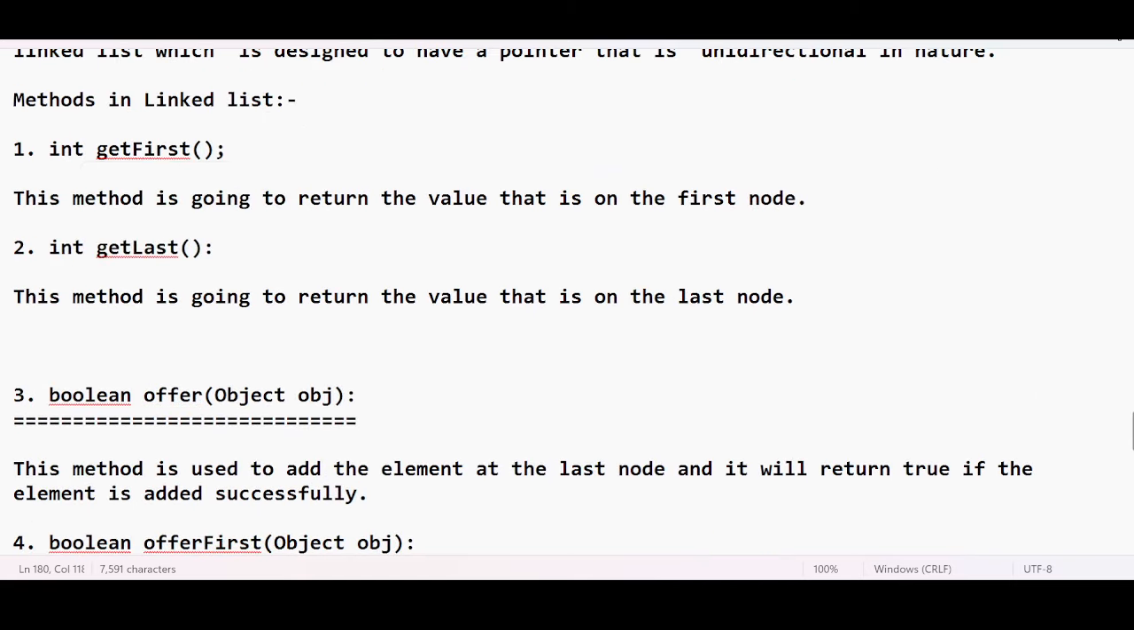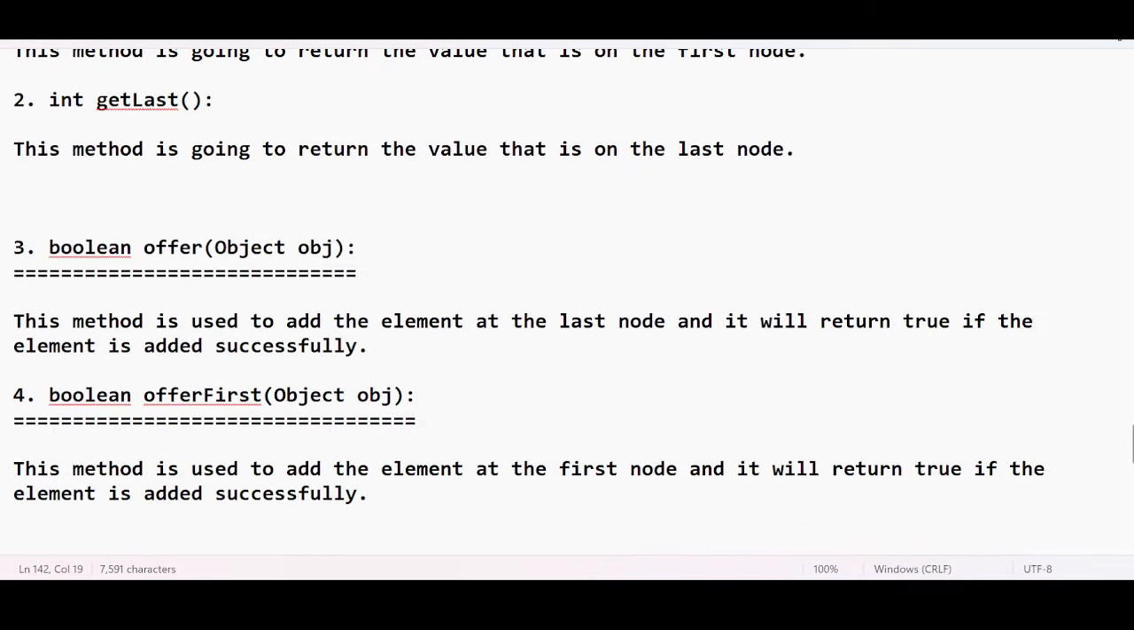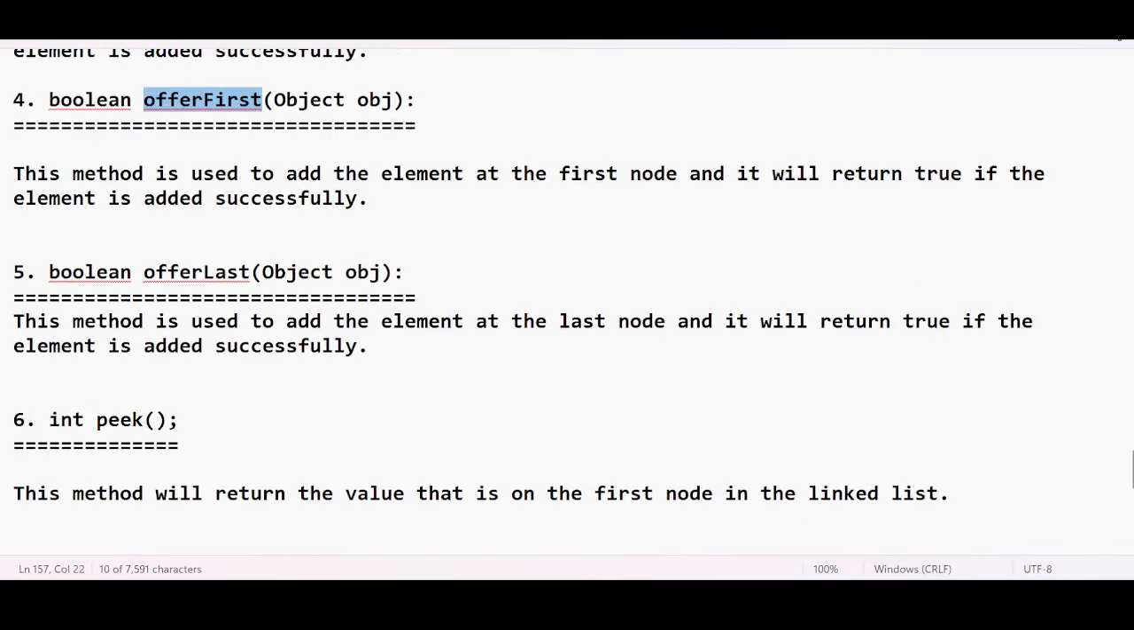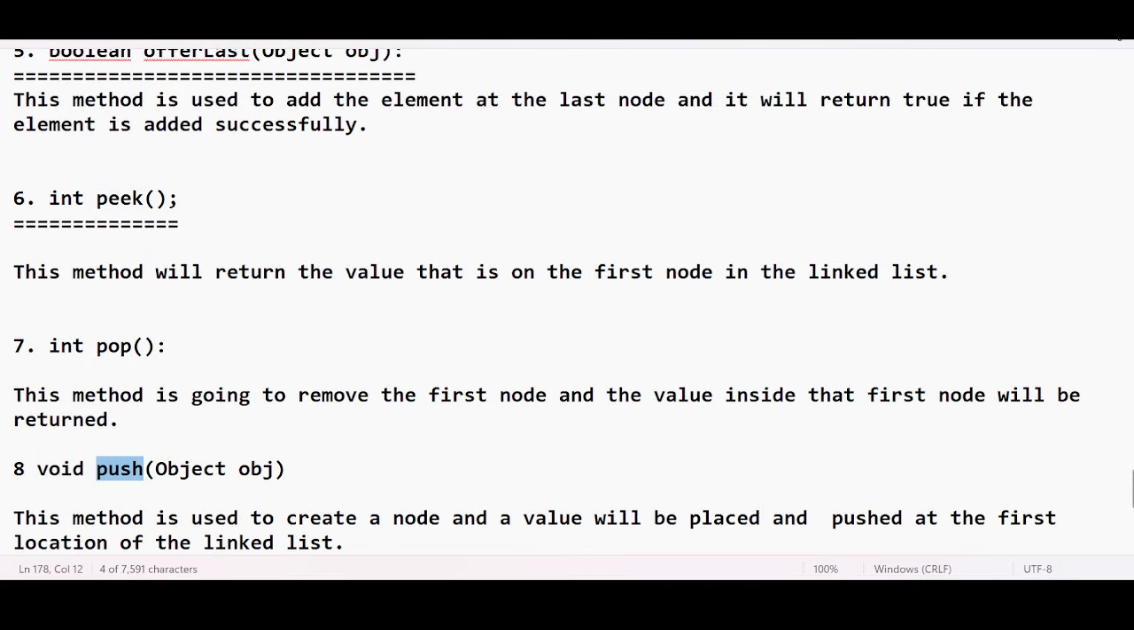So we have the getFirst method, the getLast method, the offer method, the offerFirst method, the offerLast method, the peek method, the pop method, and the push method. These are the 8 prominent methods that we have in the linked list.